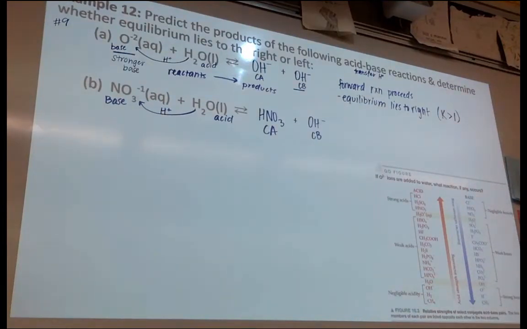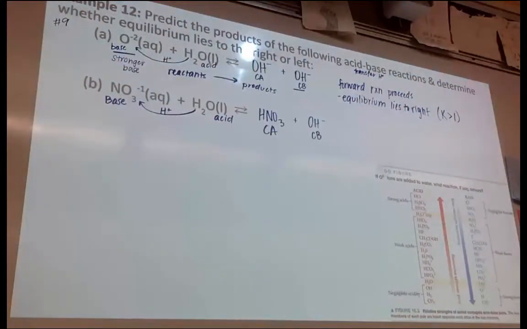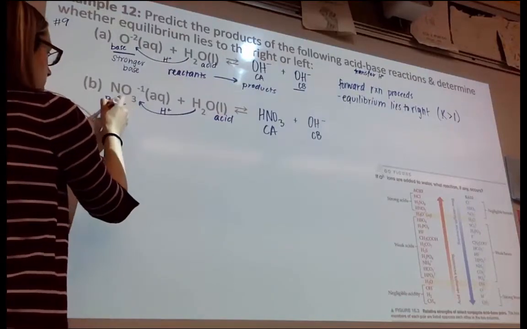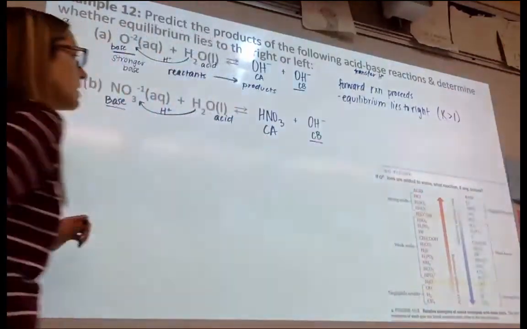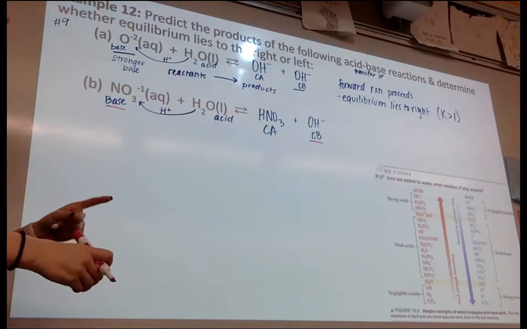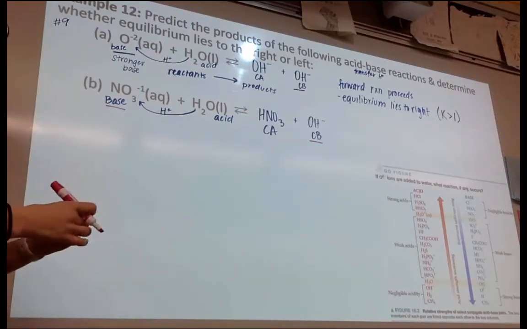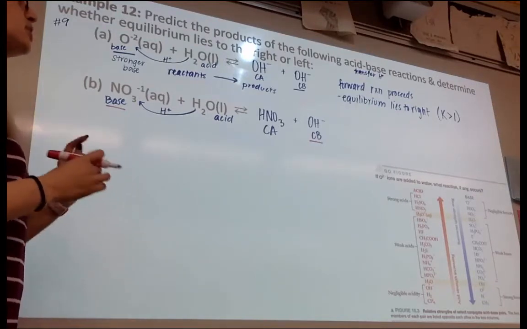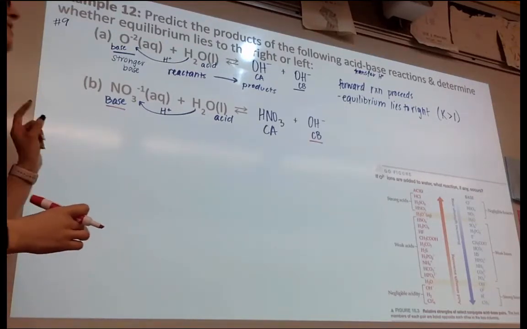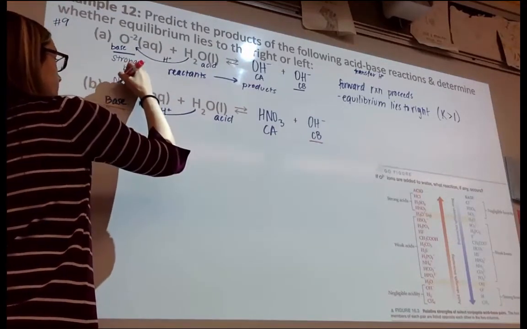Now, when we look at this, again, we want to determine whether equilibrium lies to the left or to the right. So we have to compare. You can compare the acids or the bases. I'm just going to compare the bases. Now, here's how we can do this without this chart. You have the chart so you can double check. But NO3 minus comes from HNO3. HNO3 is a strong acid. If HNO3 is a strong acid, what does that mean about NO3 minus as a base? It's neutral.